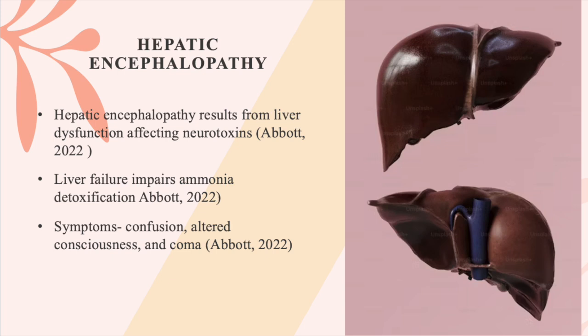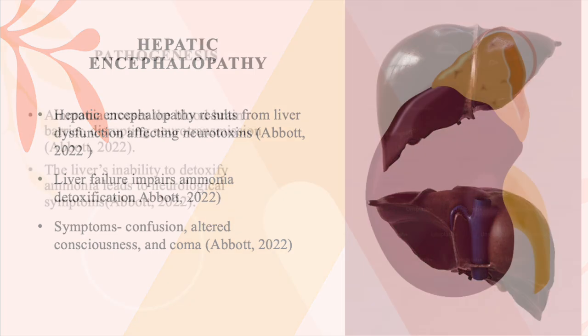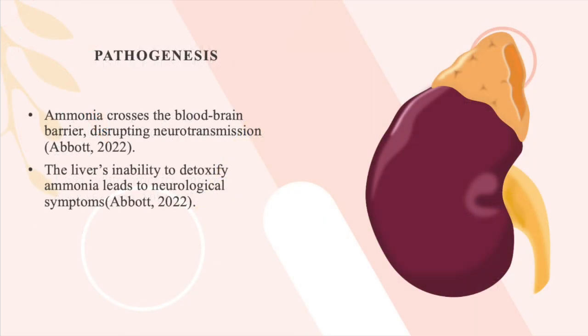This one's very important. Now, liver dysfunction can lead to hepatic encephalopathy by impairing the liver's ability to convert ammonia to urea for excretion in the urea cycle. Now, the pathogenesis of hepatic encephalopathy is that ammonia is built up in the bloodstream due to this impaired detoxification. That ammonia can cross the blood-brain barrier and lead to neurological effects.